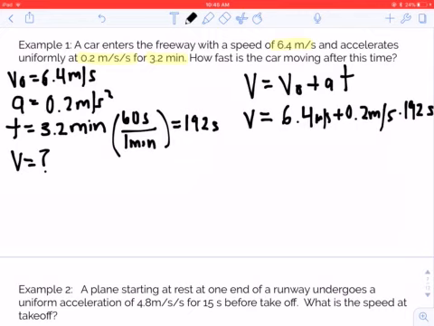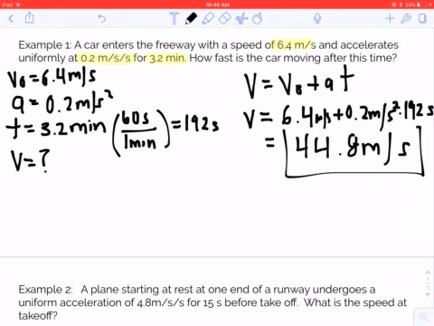Units there, we will have meters per second. The final velocity is 44.8 meters per second. You see that one of these seconds will cancel and we'll have meters per second plus meters per second. So our units are meters per second, which is exactly what we need. So the final velocity of this car will be 44.8 meters per second after 192 seconds have passed.